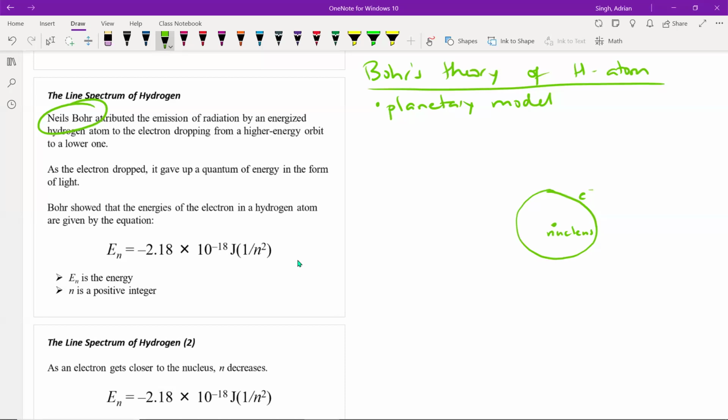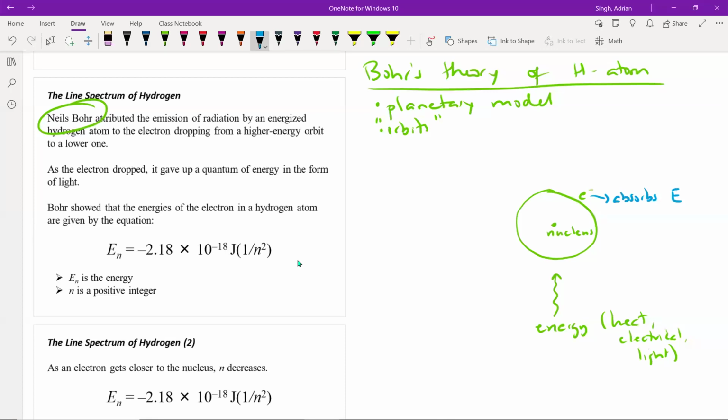Now, according to Bohr's model, if we were to give this atom some energy, whether that's heat or thermal energy, or electrical energy, or maybe light energy, what happens then is that this electron that's in that orbit, this is the term that Bohr used, and we'll put it in quotations, this electron can absorb that energy.